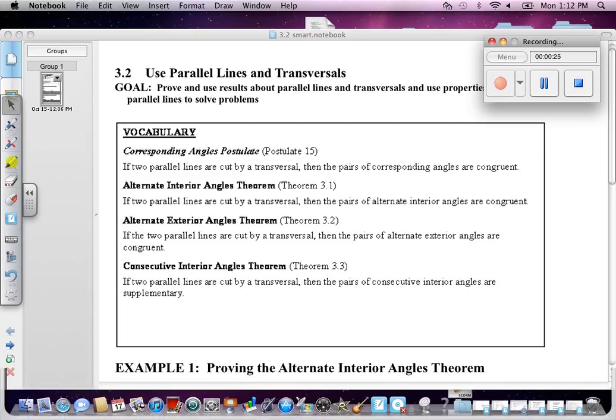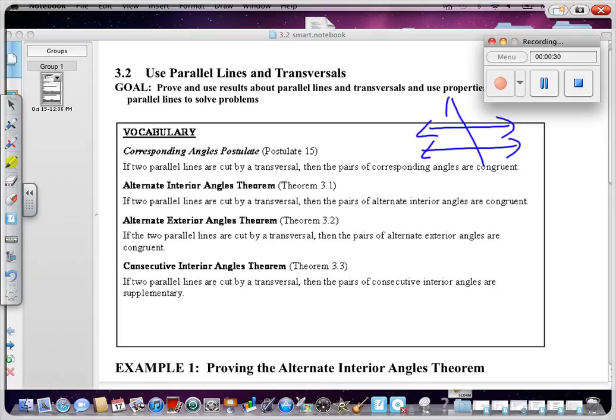I'm going to draw a picture. Okay, corresponding angles, remember, are right here. Could be an example of one. Alternate interior angles, right here could be one. Alternate exterior, on the outside, like the exterior of the house.